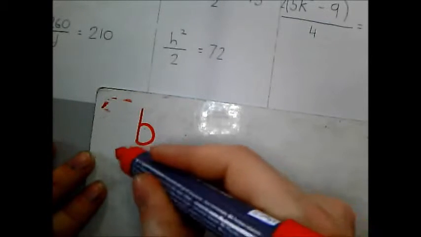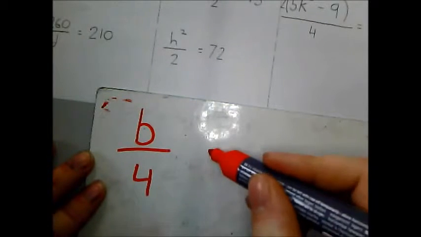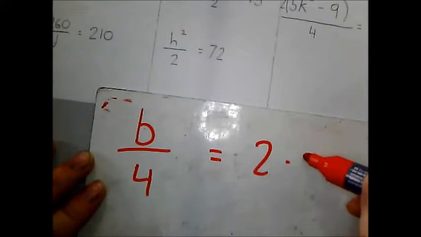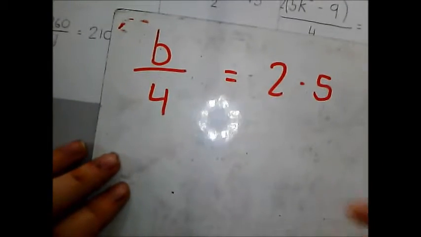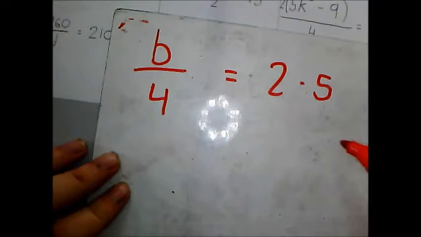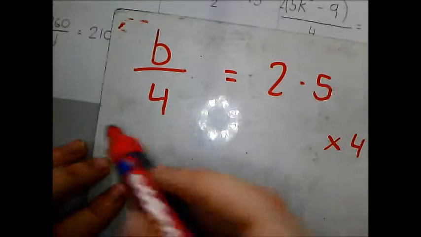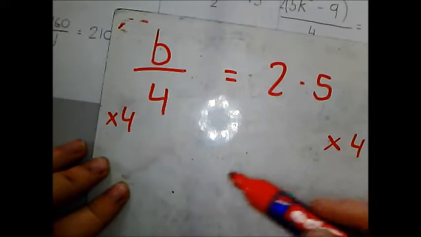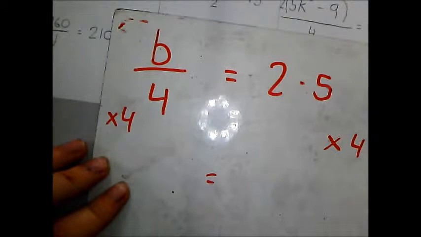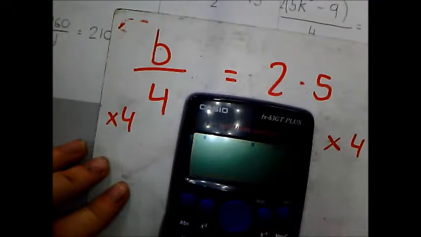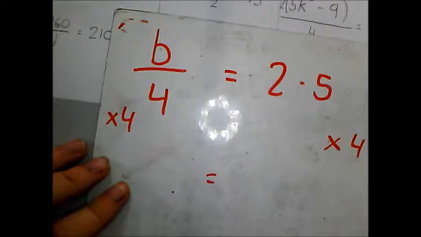Okay. Next question was b divided by 4 equals 2.5. So I want to do the opposite of dividing by 4, which is multiplying by 4. So I multiply 4 on both sides. 2.5 times 4. Okay, you might be able to do it by doing 25 times 4 and then dividing by 10, or just on the calculator. We're going to get the answer 10.